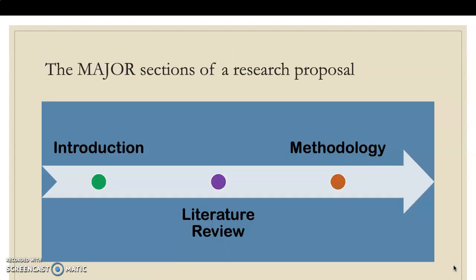So in order to develop a good research proposal, you have to have these three major sections which are presented in the form of chapters. You have to have introduction, literature review, and methodology. So chapter 1 will be introduction, chapter 2 literature review, chapter 3 methodology.